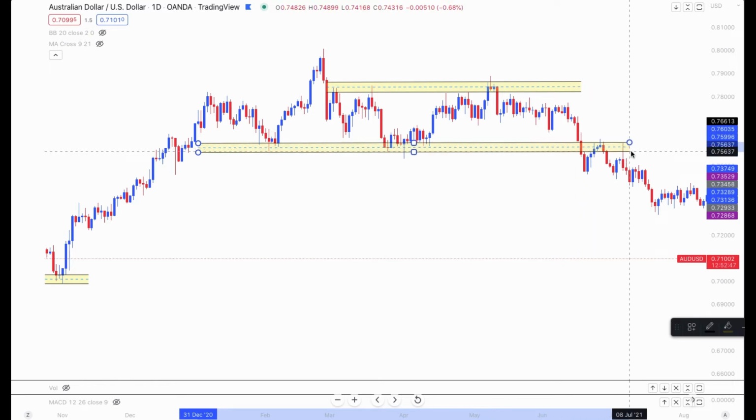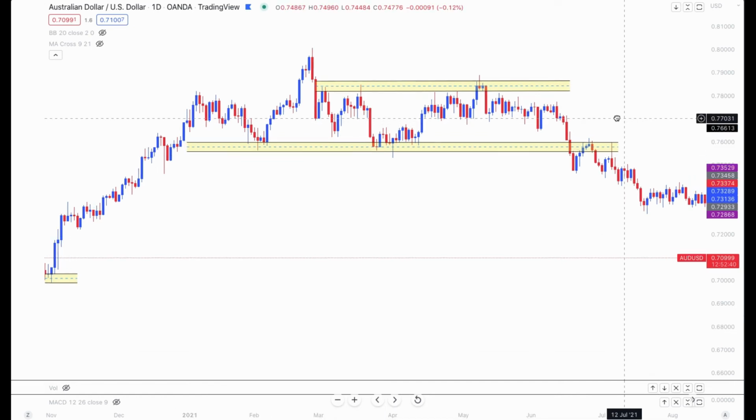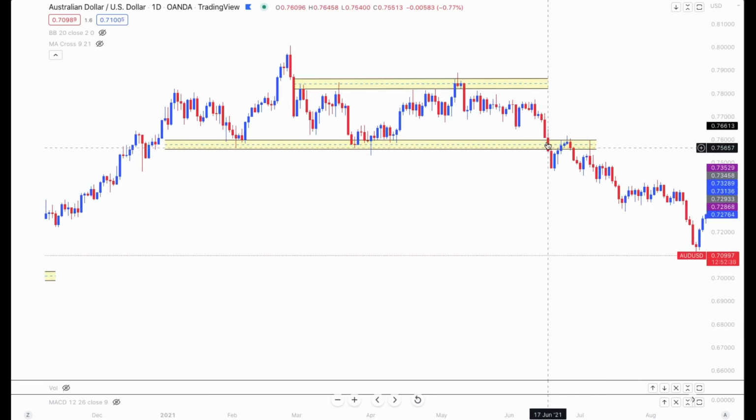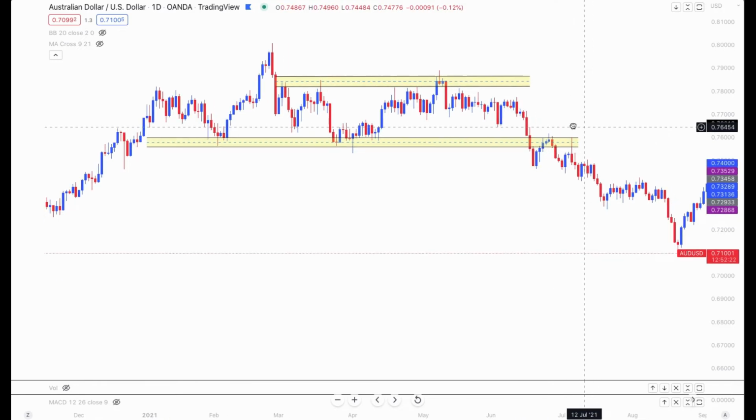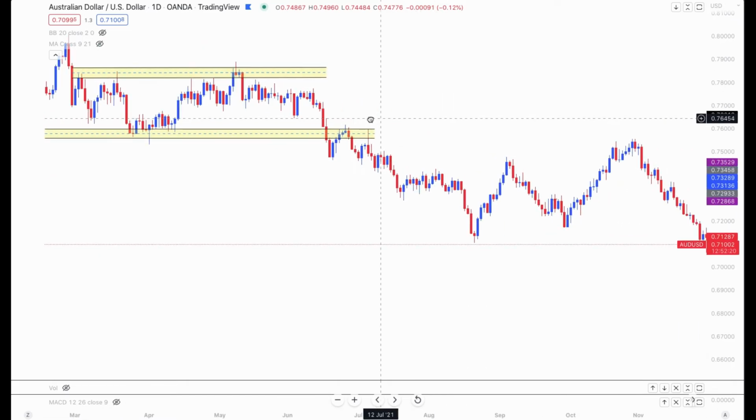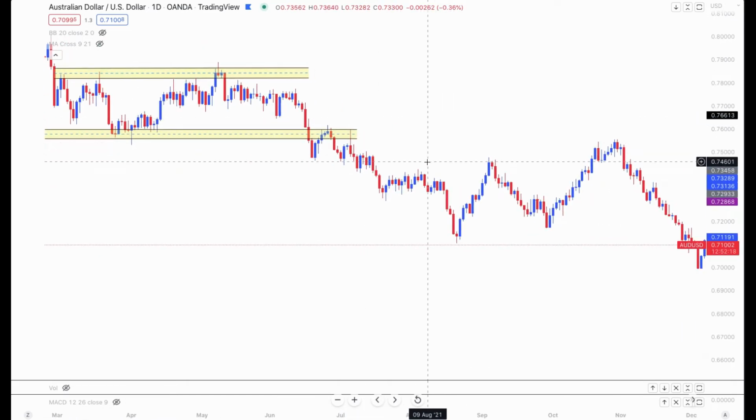But they do get broken eventually, and then they sort of flip and become the other side of things. For example, this support was broken, came back up, and became resistance now, because now we have strong sellers from the top selling from that same zone. So this support level on this side, once we broke through on the right hand side, is now resistance. But we will leave that concept for another video. Let's carry on looking.